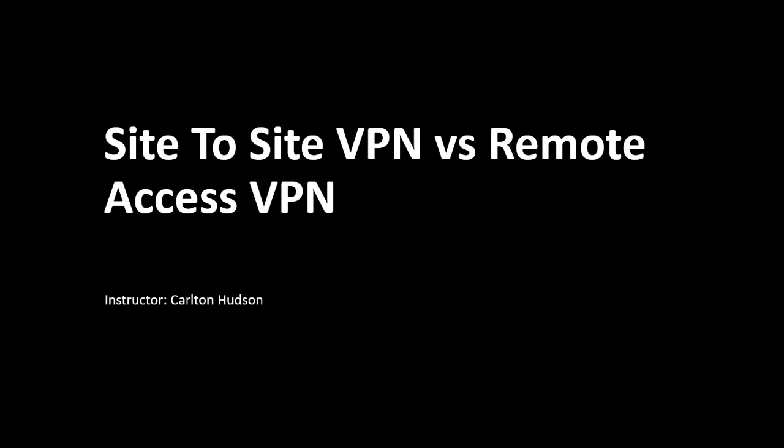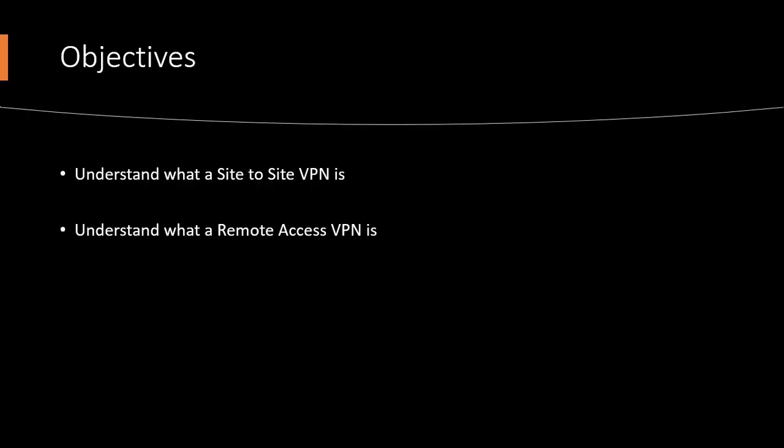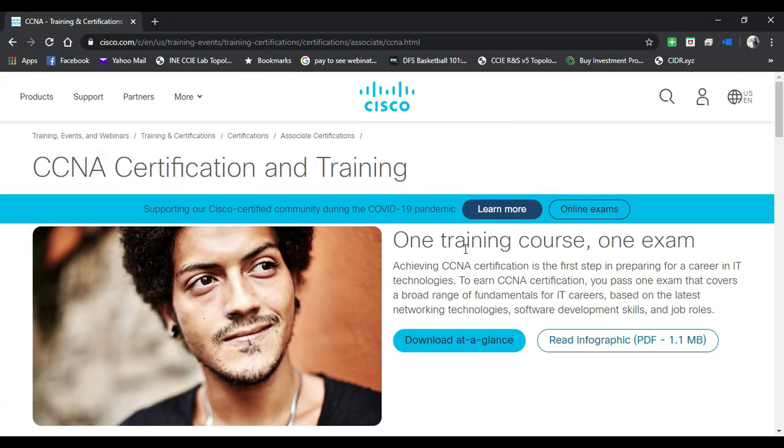Here what I will do is introduce you to two types of VPNs, a site-to-site VPN and a remote access VPN. Now the goal of this YouTube video is to help you understand what a site-to-site VPN is and understand what a remote access VPN is. And you'll see what's the difference between the two. Now what we're going to discuss in this video will be covered on the new CCNA.